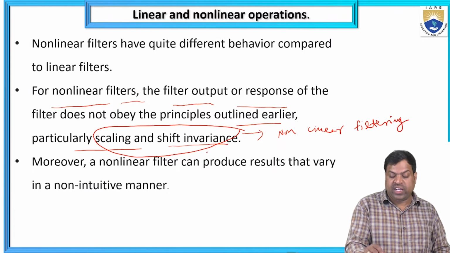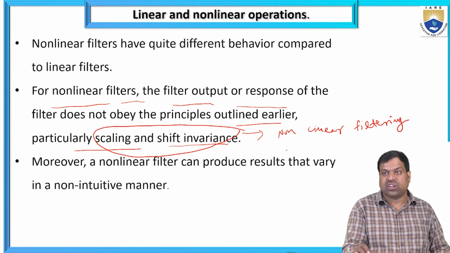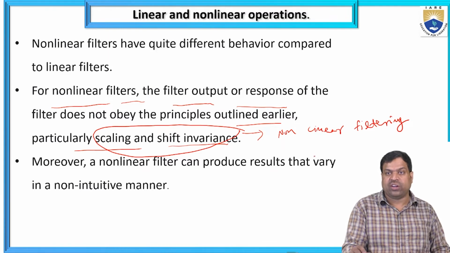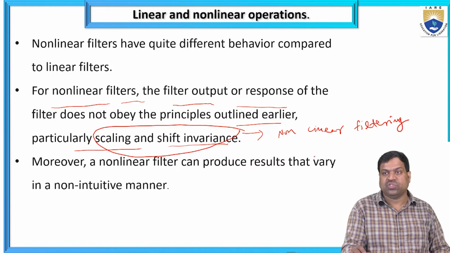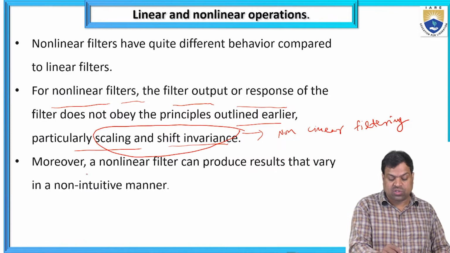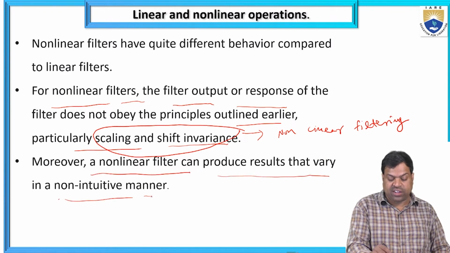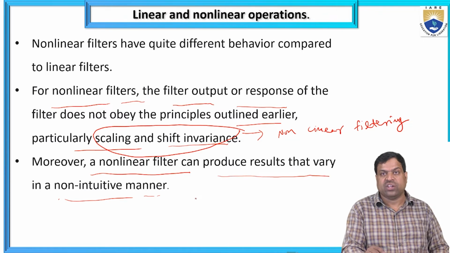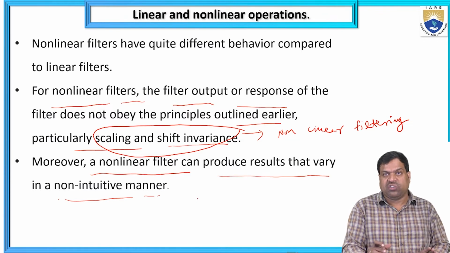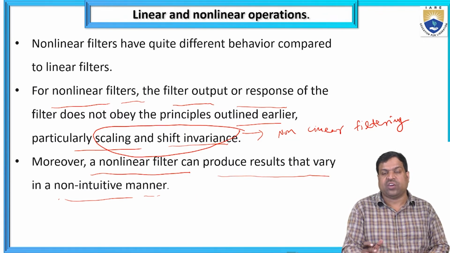So scaling and shifting invariance are principles that non-linear filters do not obey, as outlined earlier. Moreover, a non-linear filter can produce results that vary in a non-intuitive manner. So what are the differences between linear and non-linear?